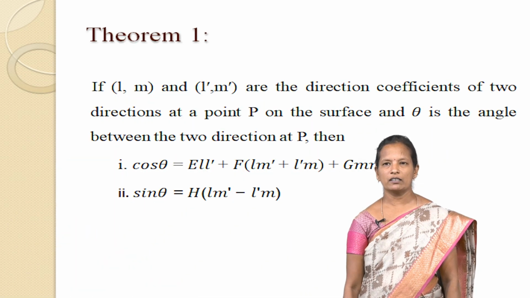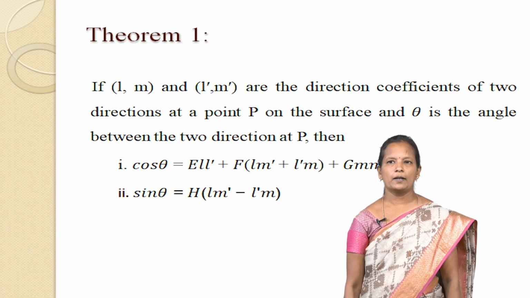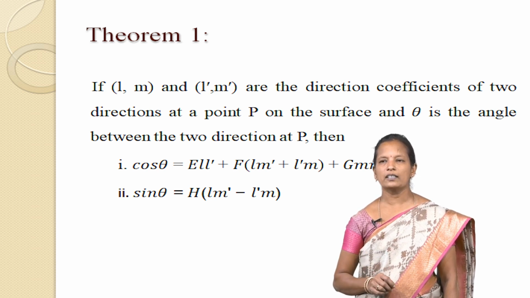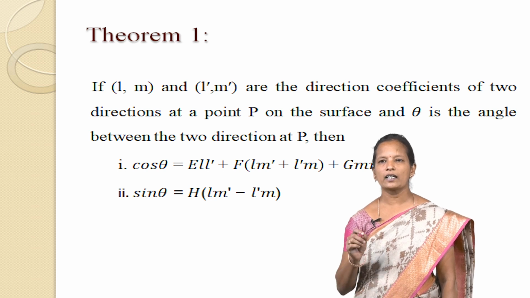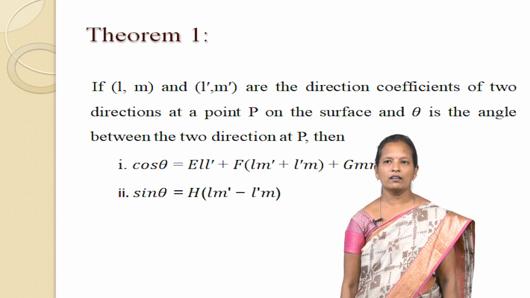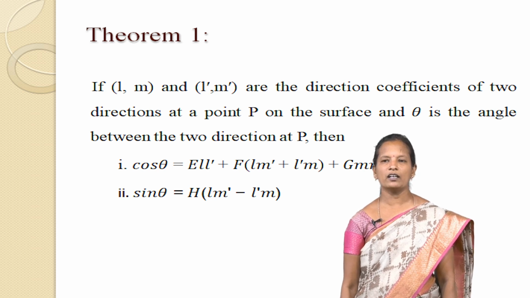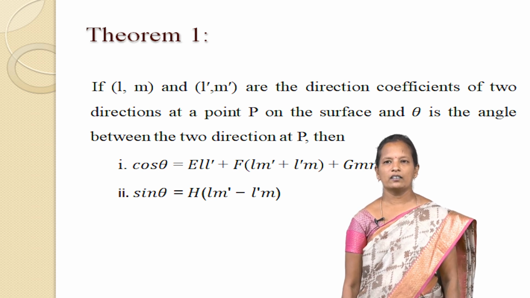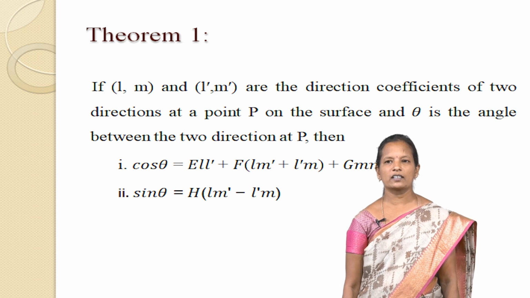Let's go to the first theorem. Here L, M and L dash, M dash are the direction coefficients of two directions at a point P on the surface, and theta is the angle between the two directions at P. Then cos theta is equal to E L L dash plus F into L M dash plus L dash M plus G M M dash, and sin theta is equal to H into L M dash minus L dash M. Sin theta and cos theta are the direction cosines.